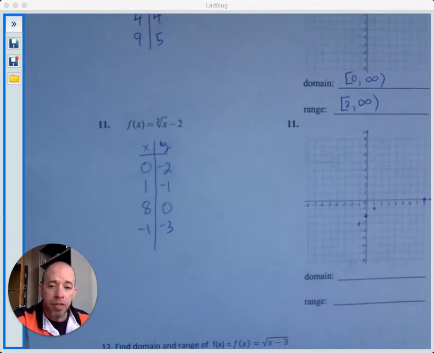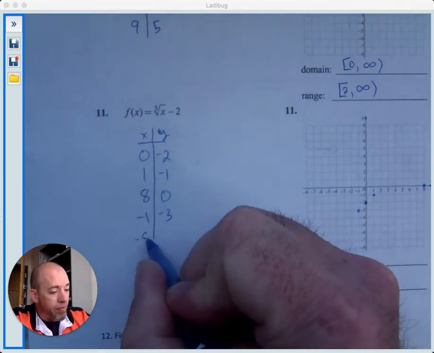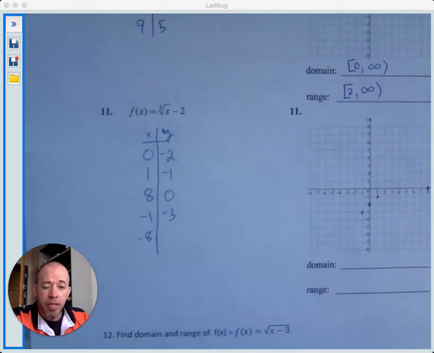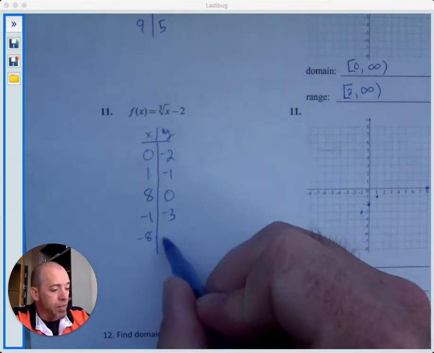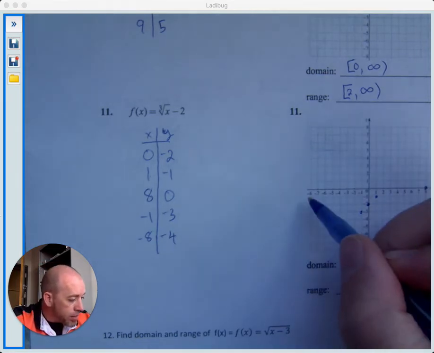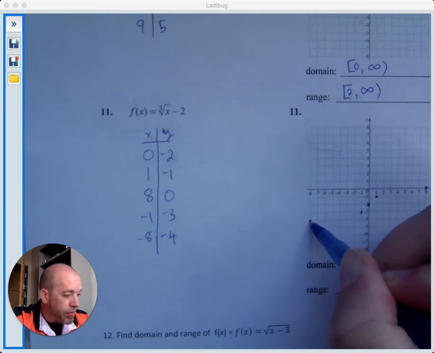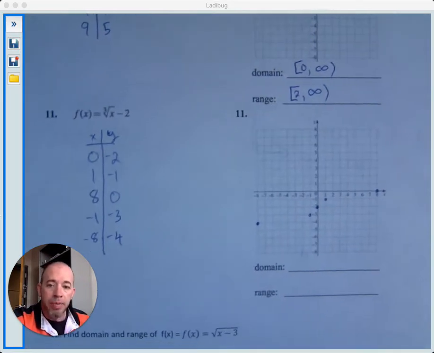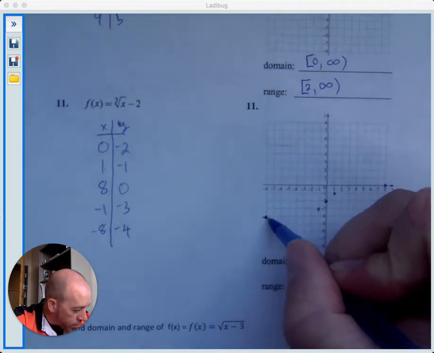The next perfect cube, if we're looking at negatives, is going to be the opposite of 8, or negative 8. If we take the cube root of negative 8, we get negative 2. Negative 2 minus 2 is negative 4. So we have a point at negative 8, negative 4, right in here. So we need to make a nice smooth curve that passes through all these points. I'll do my best to do that.